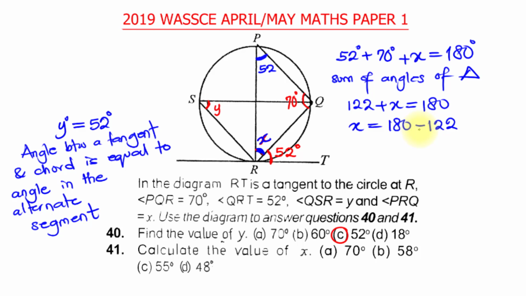180 minus 122 will be 10 minus 2, that is 8, which remains 7. 7 minus 2, that is 5, and 1 minus 1 is 0. So x is 58 degrees. And looking at the options, you can see option B is 58.